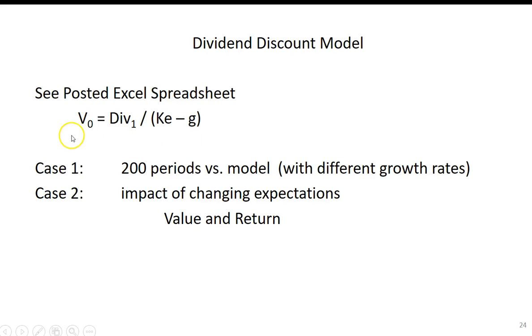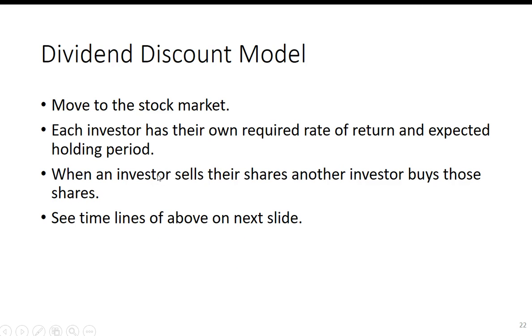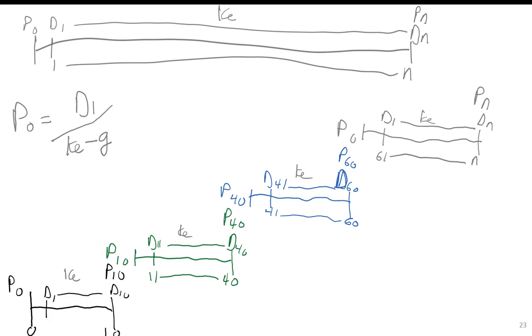But for right now, this should be a review that tells us the value today, or the value at a point in time, is distributions in the subsequent year divided by the required rate of return less growth. And there's a spreadsheet that has examples of this. So this slide provides a brief overview of the derivation of the logic of the dividend discount model.